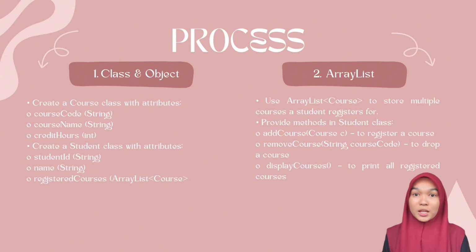Next, for the student class, we use an array list to store multiple course objects that the student registered for. The methods used are add course, remove course, and display course. These methods allow a student to manage their course registration dynamically, meaning they can add or remove as many courses as needed during runtime. Through this part, I learned that array list is very useful for managing data collection in a flexible way. Now, I will pass to the next presenter to explain the inheritance part of our system.